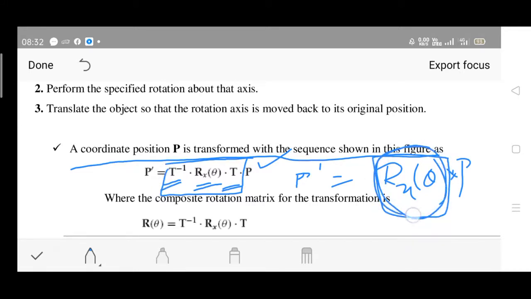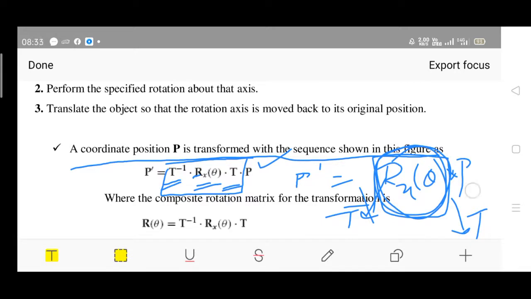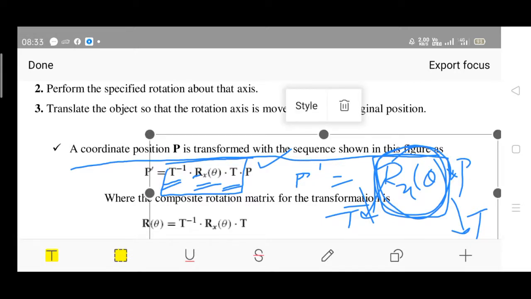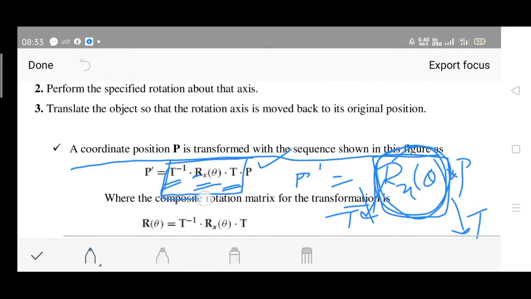So it is not just a rotation; prior to the rotation you have performed the translation. So translation towards left or top to bottom, negative values you have added, right? So the inverse translation you mark as T inverse. Then after performing rotation you have added the values, so mark it as T. So T inverse in multiplication with Rx of theta, in multiplication with T, so in multiplication with P.